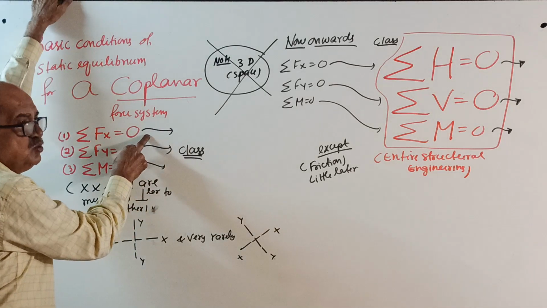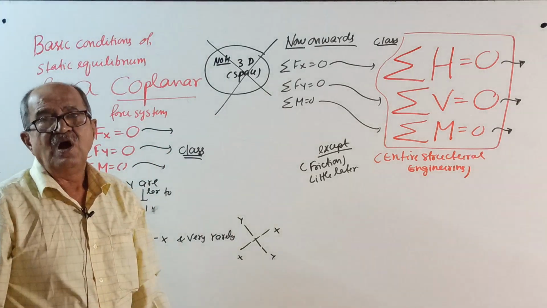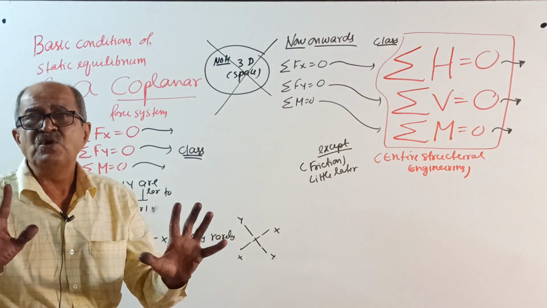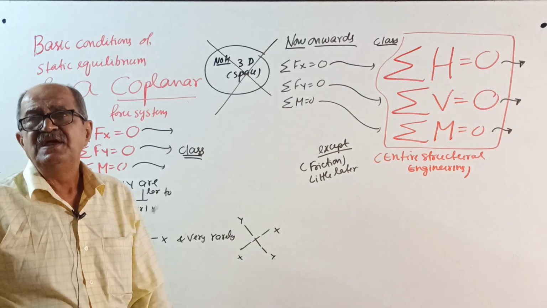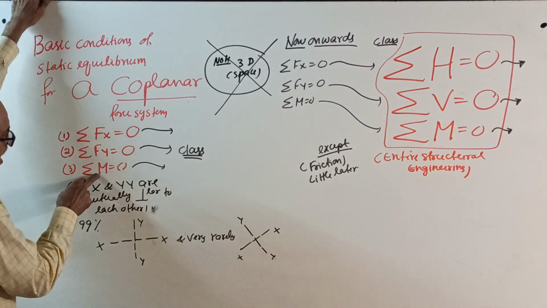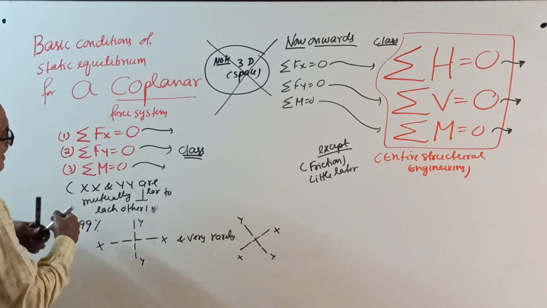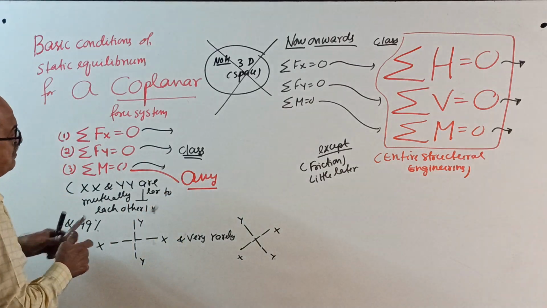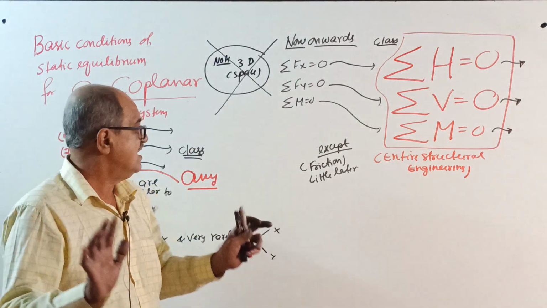Now, those who want, write once again. Algebraic sum of components in x direction, considering the entire force system, equal to 0. Algebraic sum of components in y direction, considering the entire force system, is 0. Algebraic sum of moment of the entire force system about any point in the plane, not required to be coplanar, any point, equal to 0, you write. This was told many times earlier.